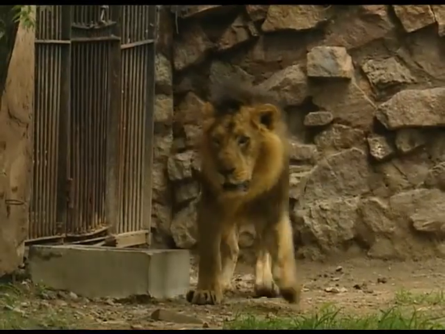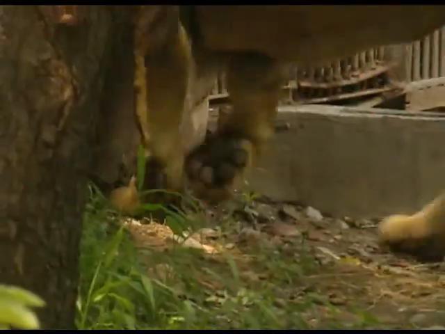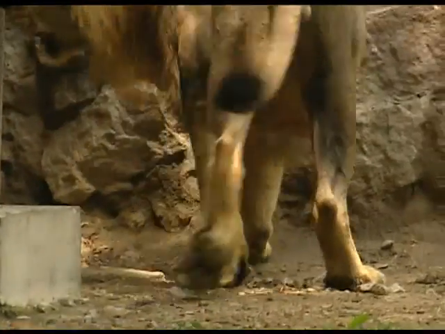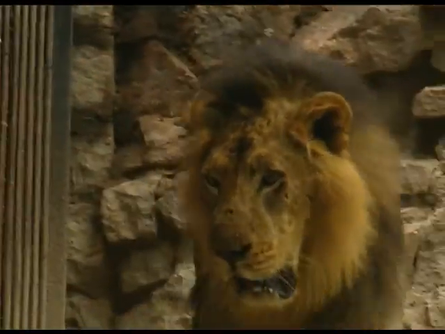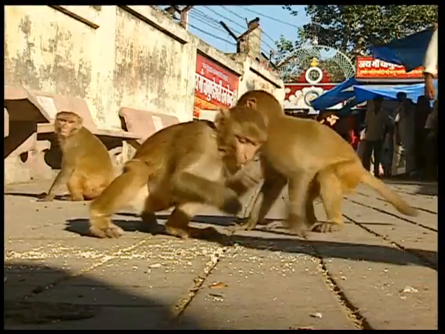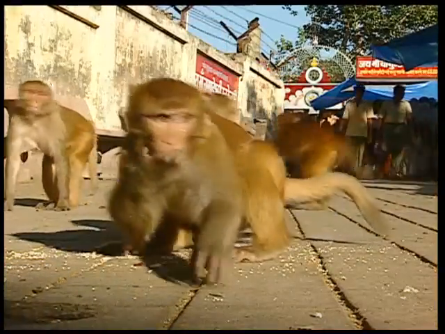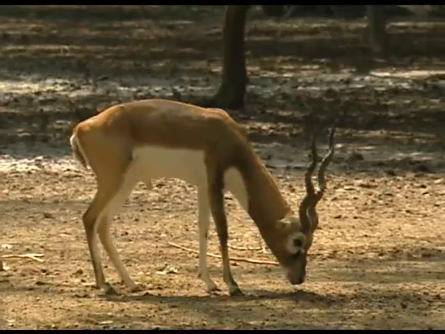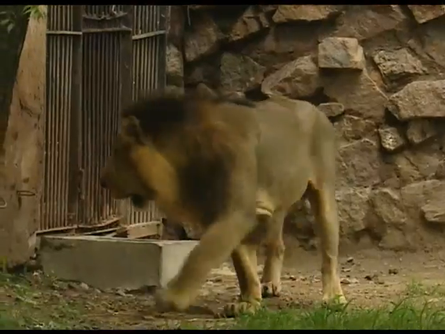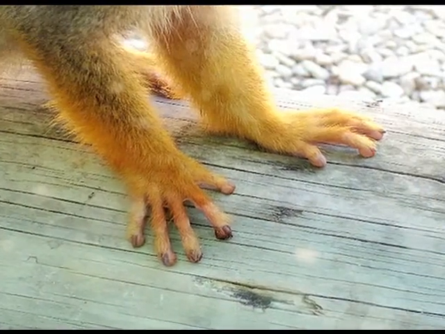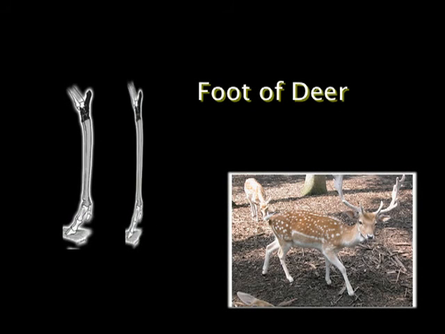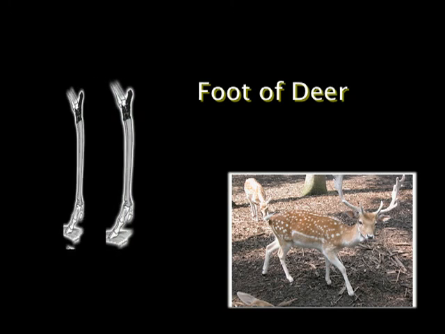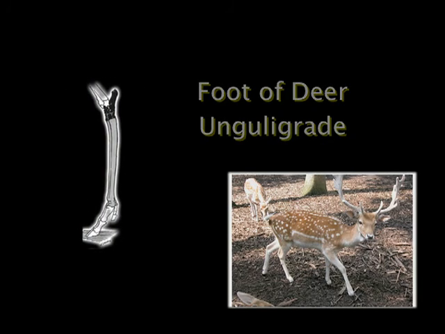Tiger and lion are fast runners. They run on their toes or digits. Monkeys walk with the entire sole of the foot touching the ground. Observe carefully the foot of deer, tiger, cat, lion and monkey. Deer walks and runs on tips of toes or hooves touching the ground. Hoofed mammals are known as unguligrades, or they who walk on tips of toes.